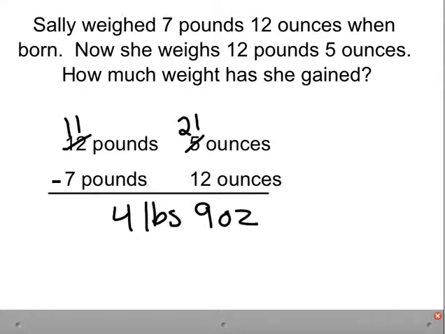So she has gained 4 pounds and 9 ounces. Okay, so we can borrow just like we would with our normal subtraction, but in this case we need to think about how much is that 1 that we are borrowing. In this case, 1 pound is the same as 16 ounces, so we would use that for our subtraction.